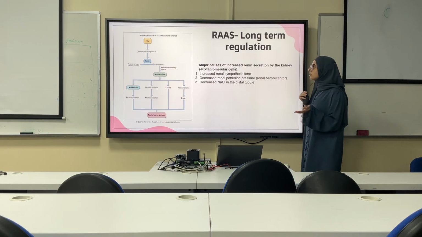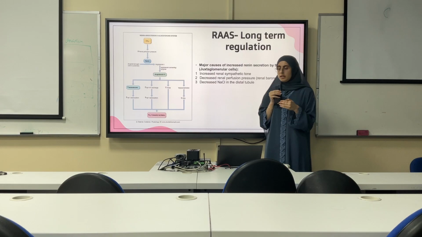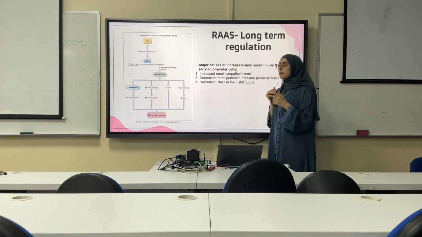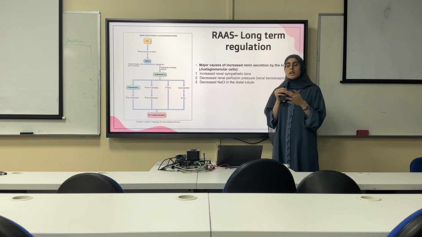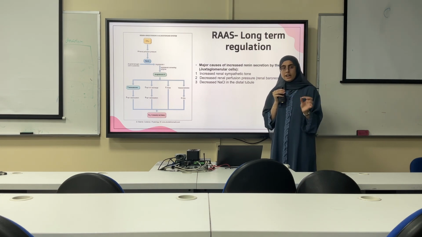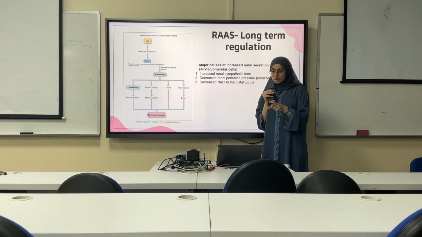It's going to consider it as some sort of decrease in the pressure, and then the kidneys, from their juxtaglomerular apparatus, are going to release renin. Renin is going to convert angiotensinogen into angiotensin 1.